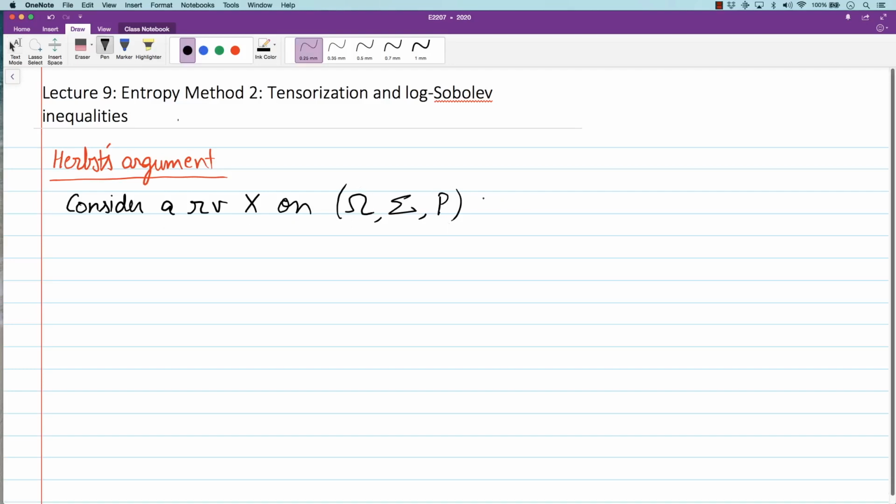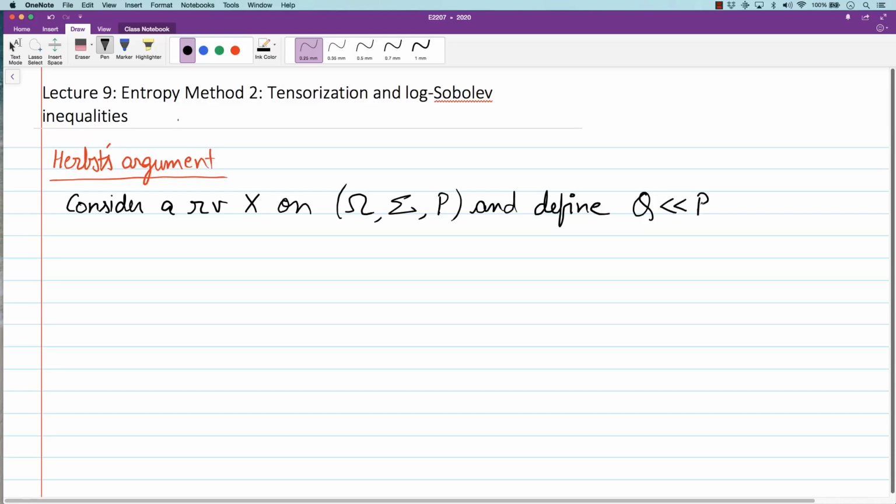So consider a random variable defined on this, and define a new measure q. Instead of p, we define a new probability measure q, which is absolutely continuous with respect to p, and has a density with respect to p given by e to the power x divided by the expected value under p of e to the power x. Okay, so this is just a definition.